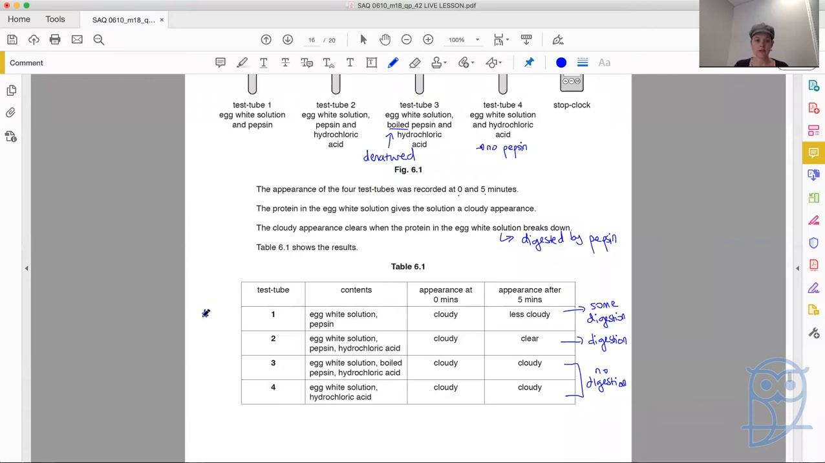So here, excuse me, we have wrong pH. Here we have protein, pepsin, and hydrochloric acid. So here our enzyme is happy. Here we have the denatured enzyme that we talked about, and here we have no enzyme at all, just the acid. So acid is not digesting the egg white solution. So then we're happy with what's going on in this.